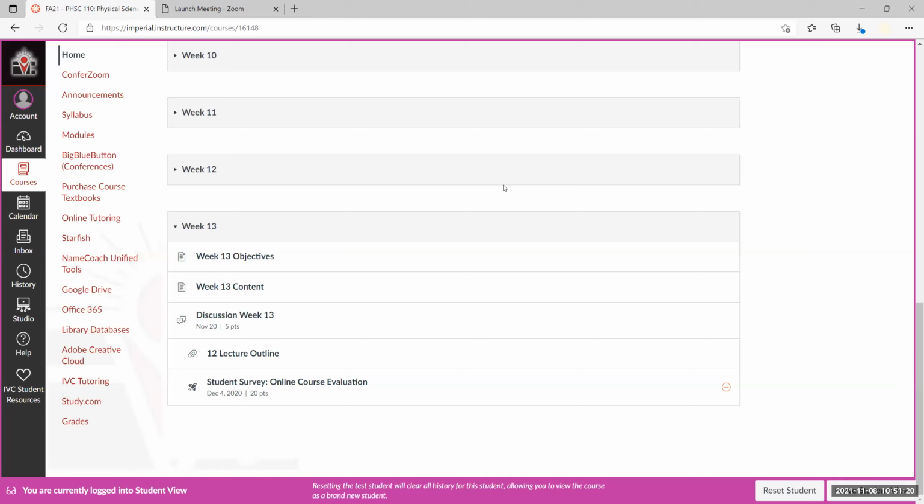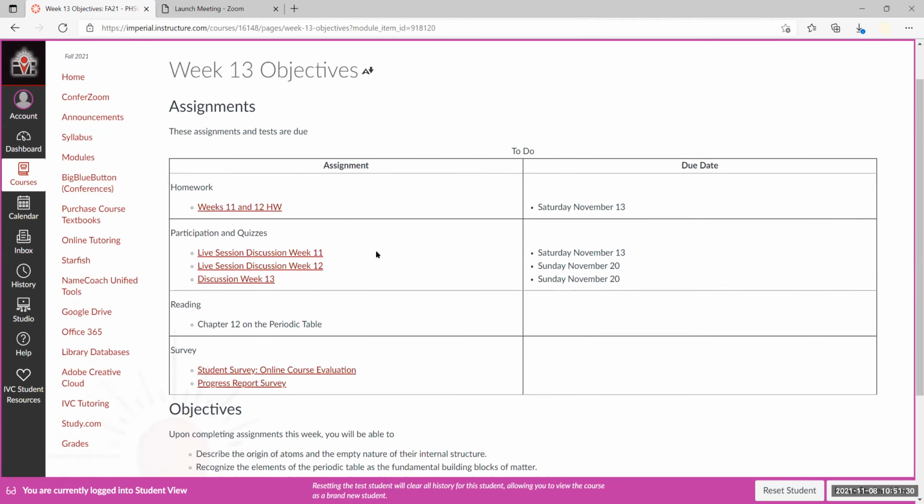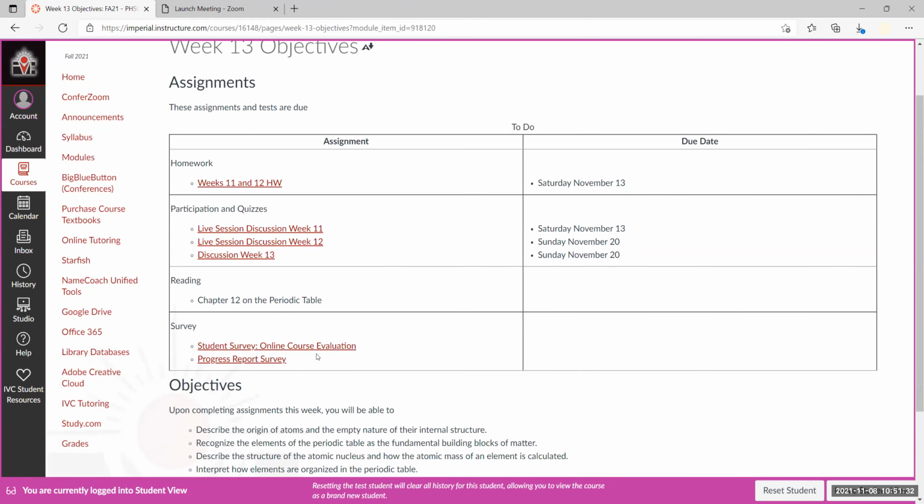So again, we are in week 13, and I'm going to get a little bit into the objective here because I want you guys to remember that we have quite a few things that are still due this week. We have a lot of things that are due on top of another item that popped up this week, and that is a survey. So we still have homework. We still have several discussions. Two of them are due on the same date, and we delayed it because of the exam.